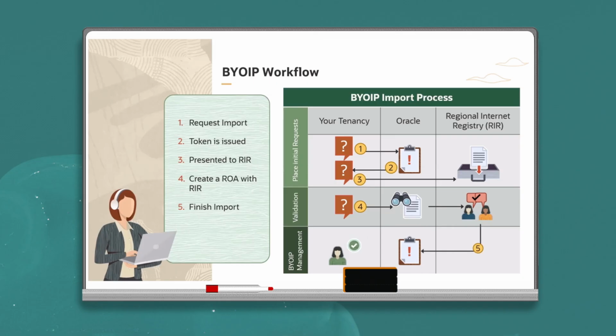And Oracle is going to communicate with the RIR, and it is going to verify that you own the IP address. After that, Oracle is going to provision the bring your own IP addresses to your compartment within your tenancy. At this point, the bring your own IP, IPv4 CIDR block, and IPv6 prefix is yours to manage in your compartment. You can also advertise the IP address blocks or prefixes to the internet. So this is the workflow for bring your own IP.